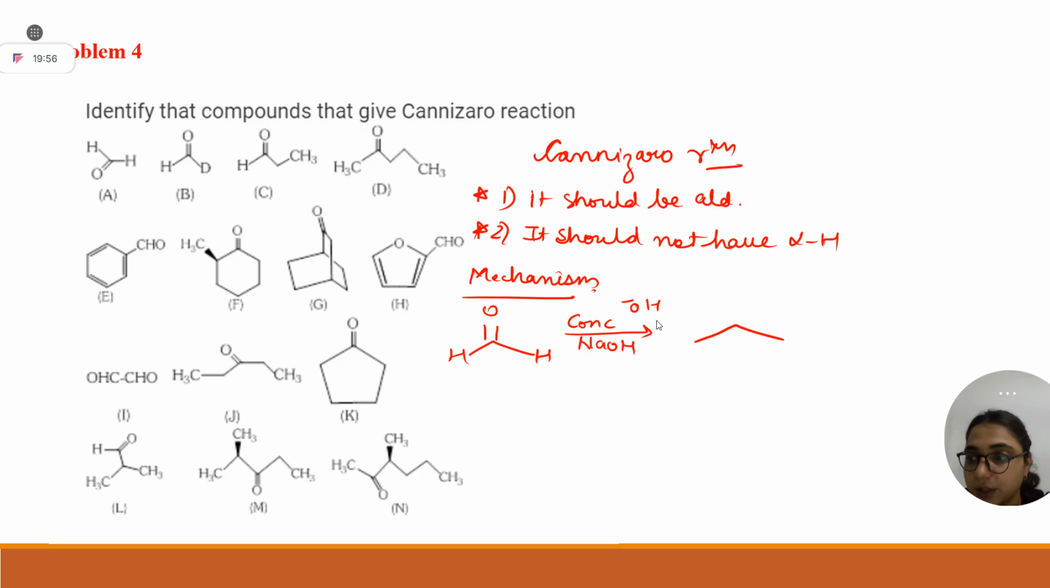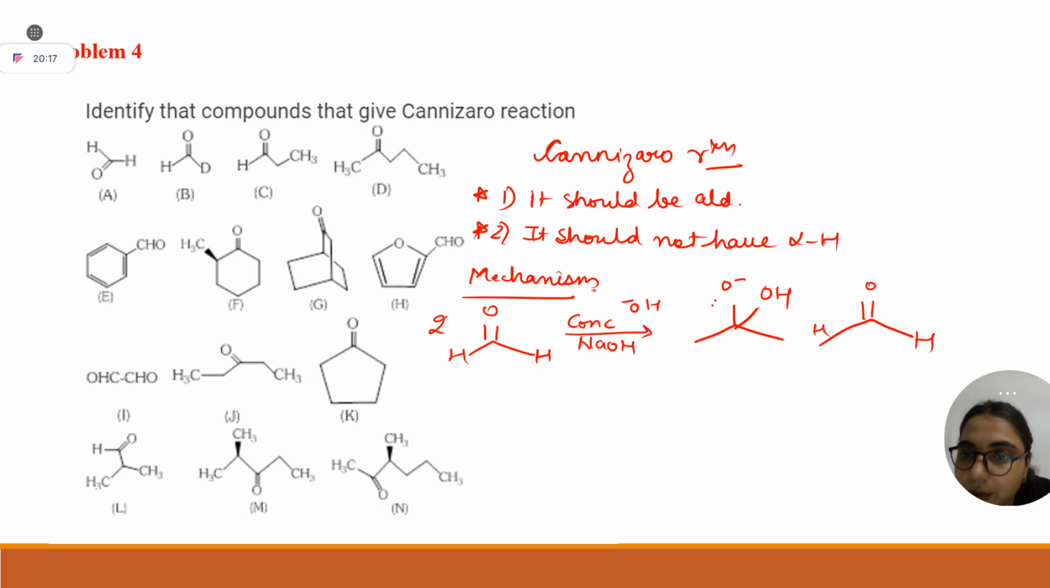So the only thing it can do is nucleophilic attack, right? O minus, OH. Till this point it is clear. Now what will happen? You have to take two molecules of this molecule. You have another molecule also, remember.